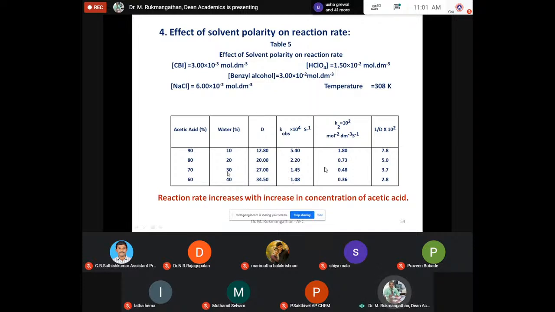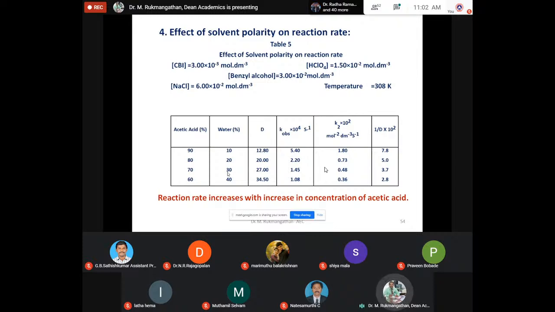Here we can draw one inference: in the rate determining slow step of the reaction mechanism, there may be an interaction between an ion and a neutral molecule. That means an ion and a dipole molecule. Already we have confirmed with the help of the Bunnett-Olsen plots that there may be participation of a water molecule in the RDS. From this, we can confirm another thing, that there may be an interaction between an ion and a dipole molecule. Dipole molecule means here the water molecule. So the participation of the water molecule has been confirmed by these two things.